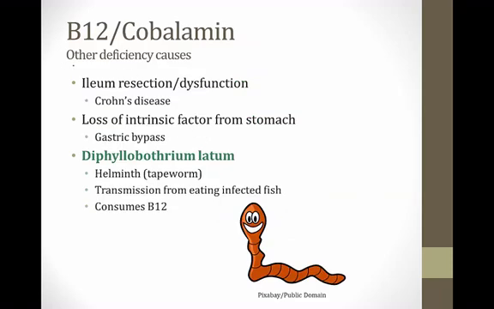Besides pernicious anemia, there are other reasons you can become deficient in vitamin B12. If your ileum has been resected or it's dysfunctional, such as in Crohn's disease, you can be unable to absorb vitamin B12. If you lose intrinsic factor from the stomach, for example, if you've had surgery for obesity in the form of gastric bypass, you can potentially be unable to absorb vitamin B12. And then finally, a very rare cause that they like to ask you about on Step 1 is the helminth infection Diphyllobothrium latum. It's a tapeworm, and you get this tapeworm from eating infected fish, and the tapeworm consumes vitamin B12, and it can make you deficient in vitamin B12.